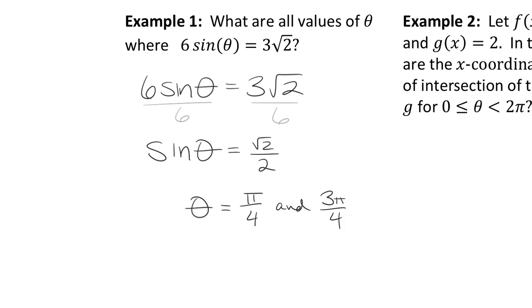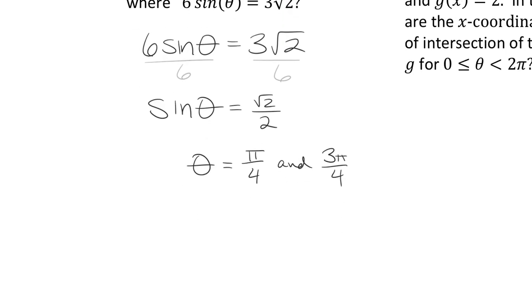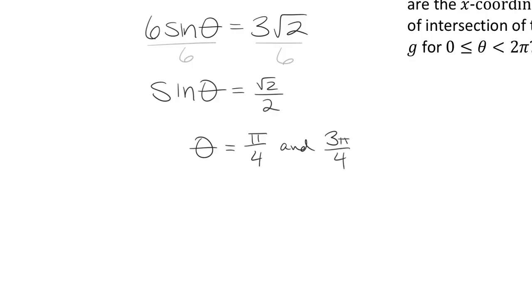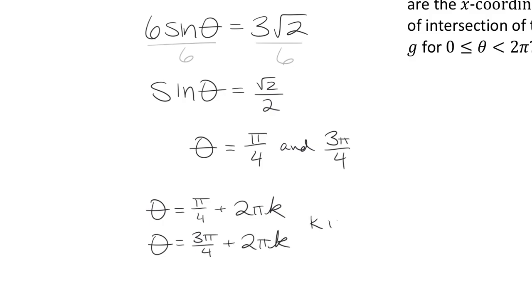Now, here's the problem. This is not completed yet, because this problem specifically said we want all values of theta. The word all and the fact that there's no domain restriction saying between 0 and 2 pi means we have to write a general solution here. The all is your hint for that. So when we write the general solution to these equations, we would say theta would be equal to pi over 4 plus 2 pi k, and theta is equal to 3 pi over 4 plus every revolution after that, given that k is an integer.